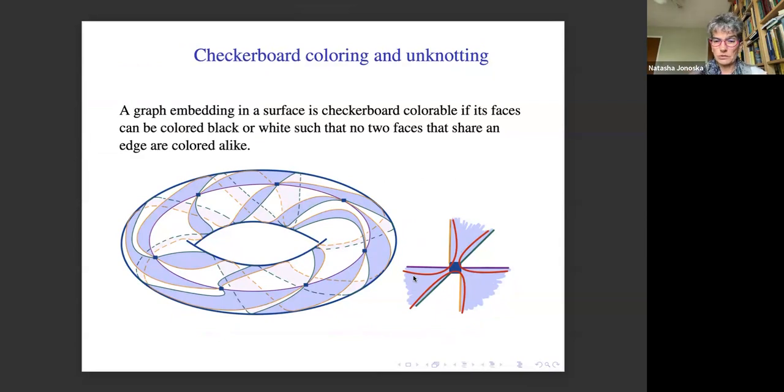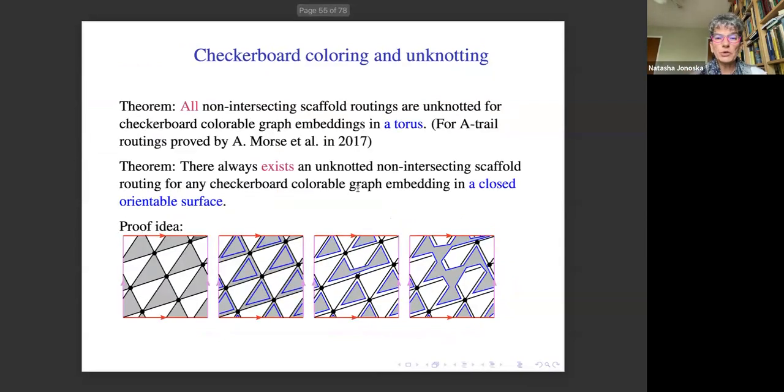So this was very nice, and we can actually prove that all non-intersecting scaffold routings are unknotted for checkerboard colorable graphs embedded in the torus. You start with an unknotted cyclic molecule, you have to end up with an unknotted structure. So I didn't mention that, and I should have, because all of our plasmids are unknotted. They're cyclic, but they're not knotted. And when we do design of the structures, we have to come up with a routing that is not going to be knotted.